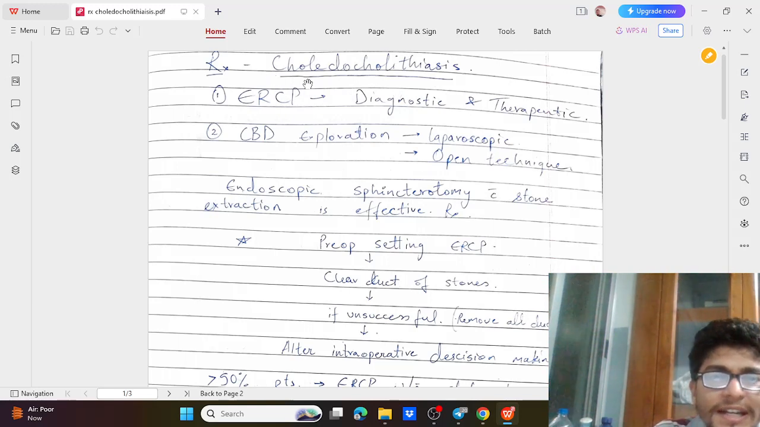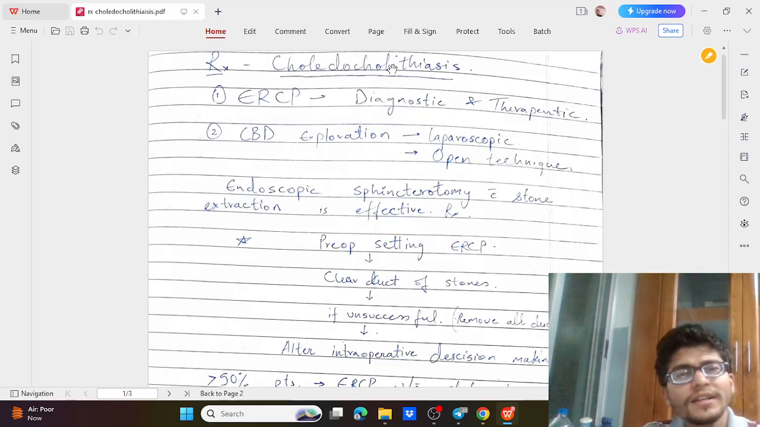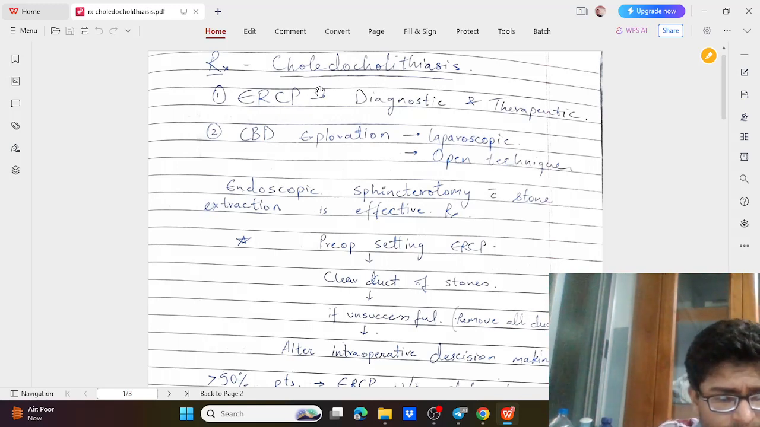So without further delay, let's get started about choledocholithiasis. Choledocholithiasis is stone in the common bile duct, and the clinical features are that it could be asymptomatic. It could present as intermittent jaundice, obstructive jaundice, and sometimes it may present with cholangitis with features of Charcot's triad, that is intermittent pain, intermittent fever with intermittent jaundice.